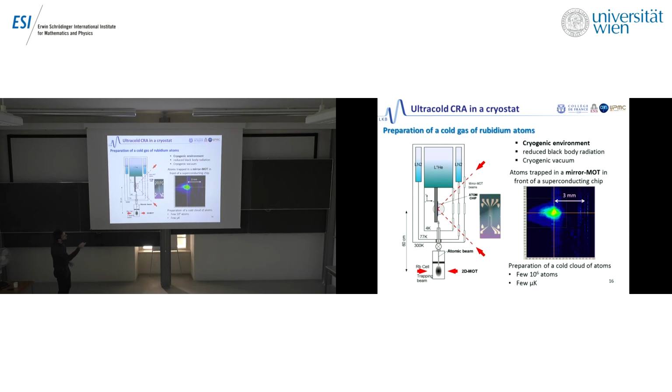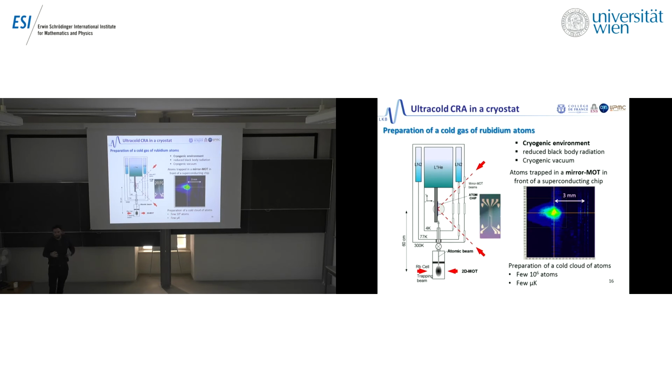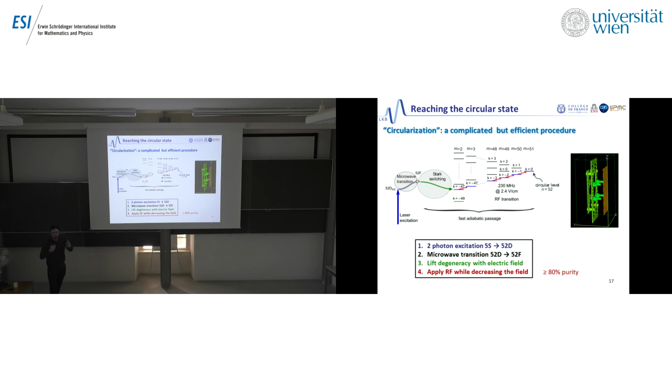Okay, so we have prepared a big cloud of ultra-cold rubidium atoms in the ground state, typically a few million atoms at a few microkelvin temperature, which is low enough that we can load these atoms into an optical trap. Now we want to create circular Rydberg states. This is a quite complicated procedure, but the point is that we can do this state preparation very efficiently. Okay, so we start from the ground state.